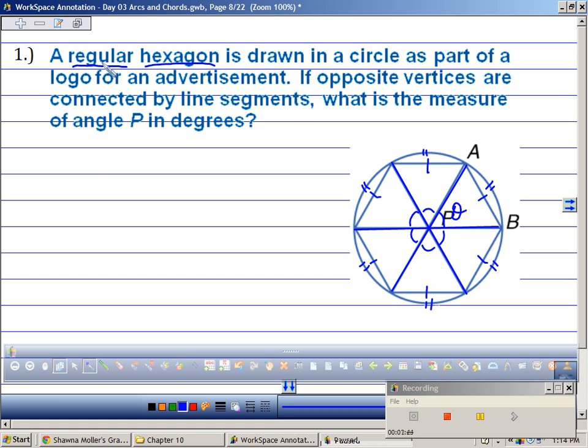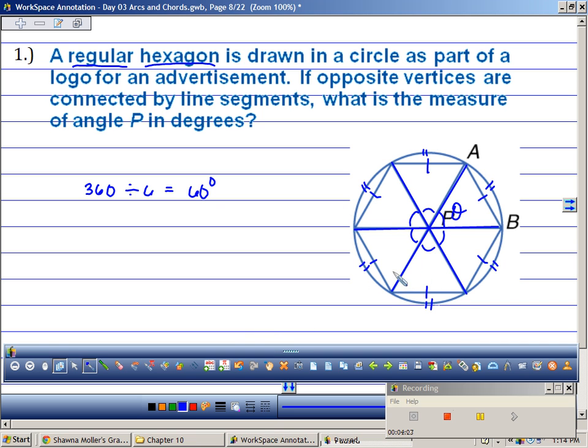So, Devin, how did you come up with your answer? Oh, so you looked at it as a semicircle. Or you could say 360, because every circle has 360, divided by 6 angles equals 60 degrees. But I'm tying it to the definition that I just gave you, or the theorem that I just gave you. Okay.